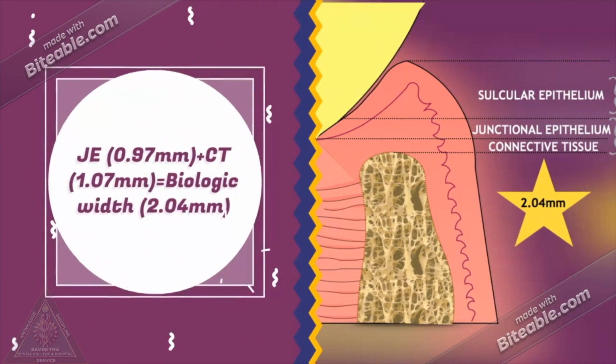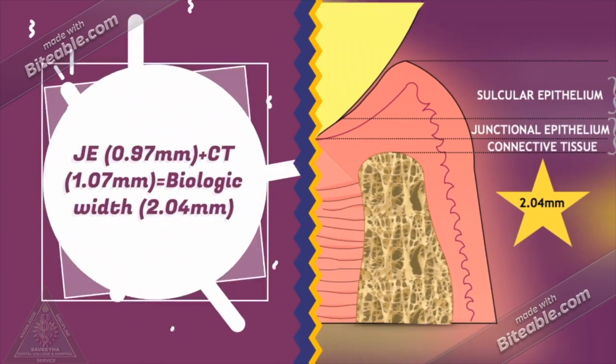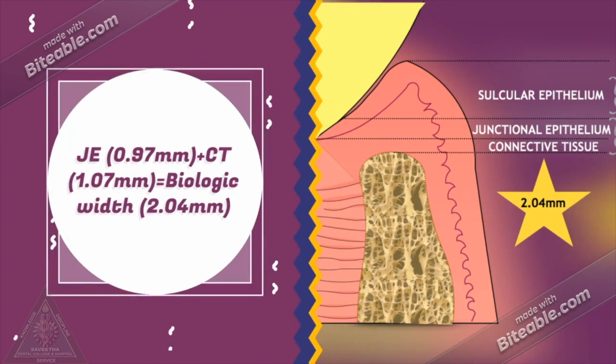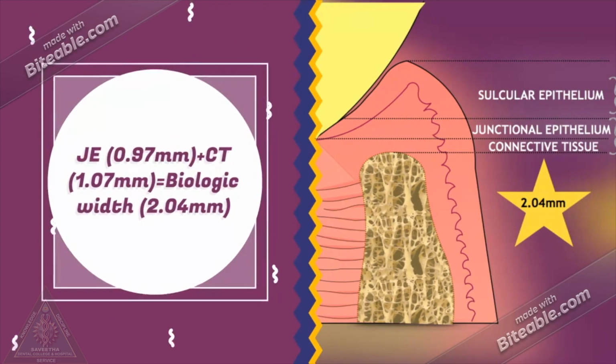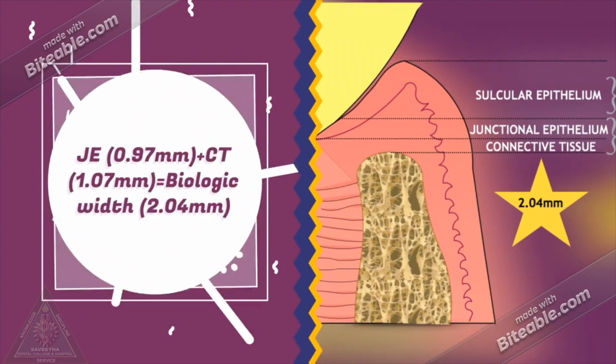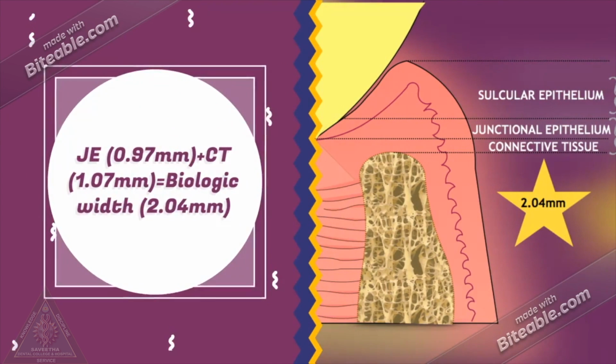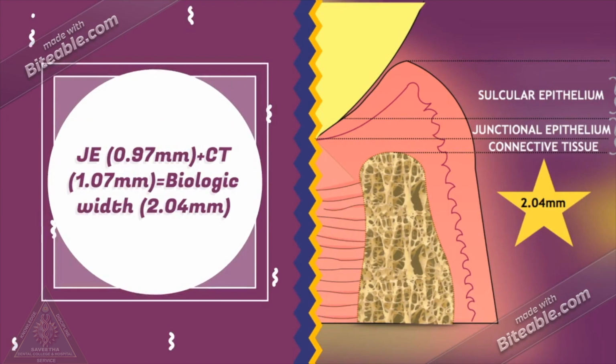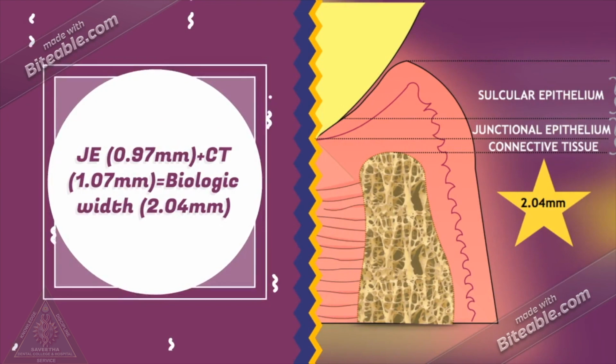The biologic width consists of the junctional epithelium and connective tissue attachment coronal to the alveolar crest, which is around 2 mm. 1 mm is added to this to facilitate an intracrevicular restorative margin, which means there should be a minimum of 3 mm between the gingival margin and alveolar crest to maintain the biologic width.